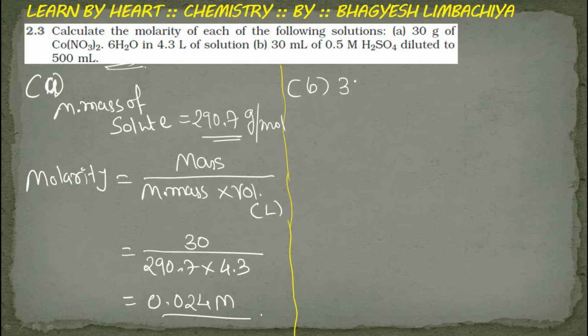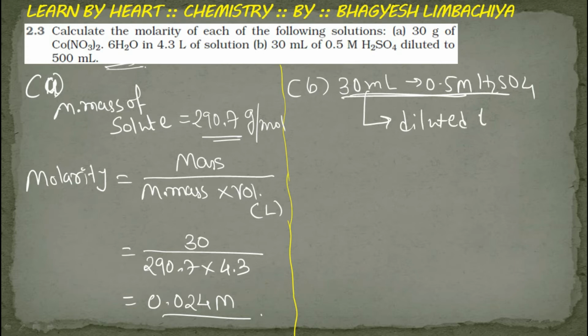Now next is 30 ml of 0.5 molar solution already present, and it is diluted to 500 ml. So what does it mean? It means the initial volume is 30 ml and by addition of water the total final volume is 500 ml.